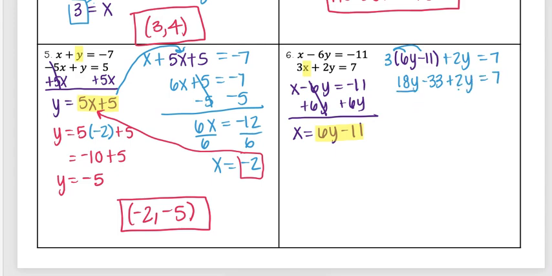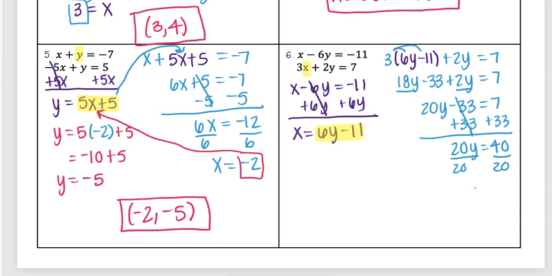Well, if I combine my 18y and my 2y, I get 20y minus 33 equals 7. Add 33 to both sides. And I get 40. And then divide both sides by 20. And so I get y is equal to 2.